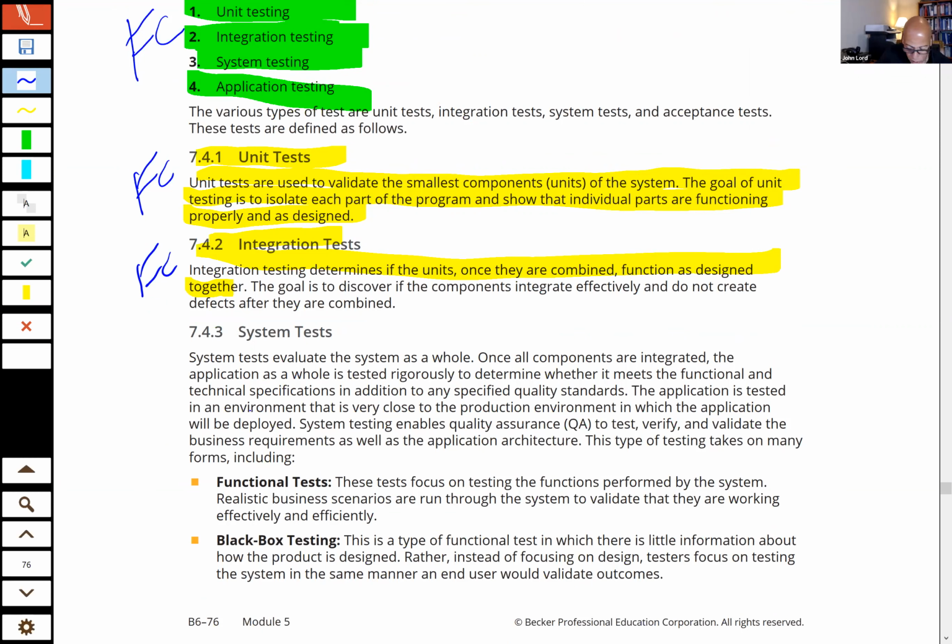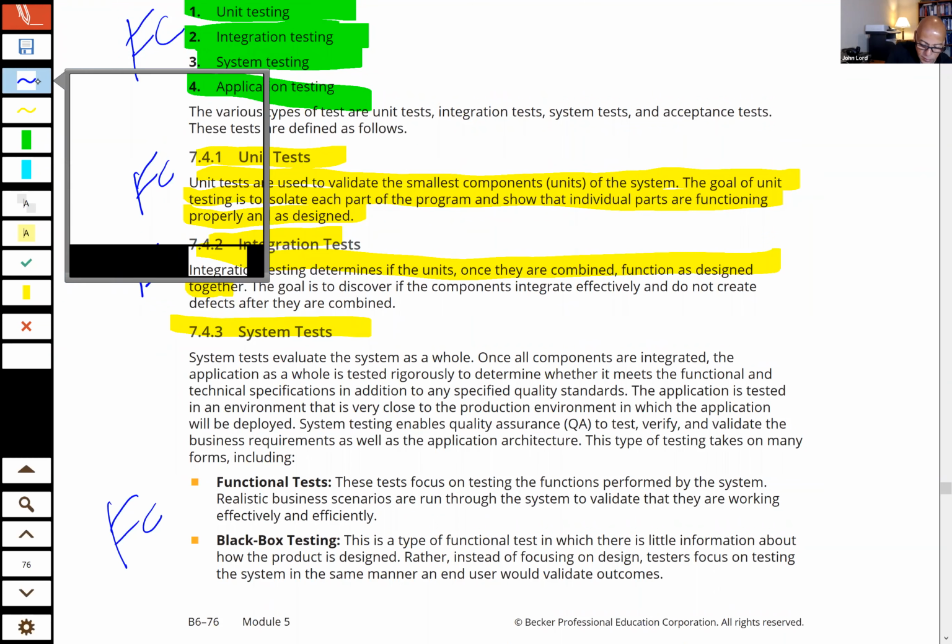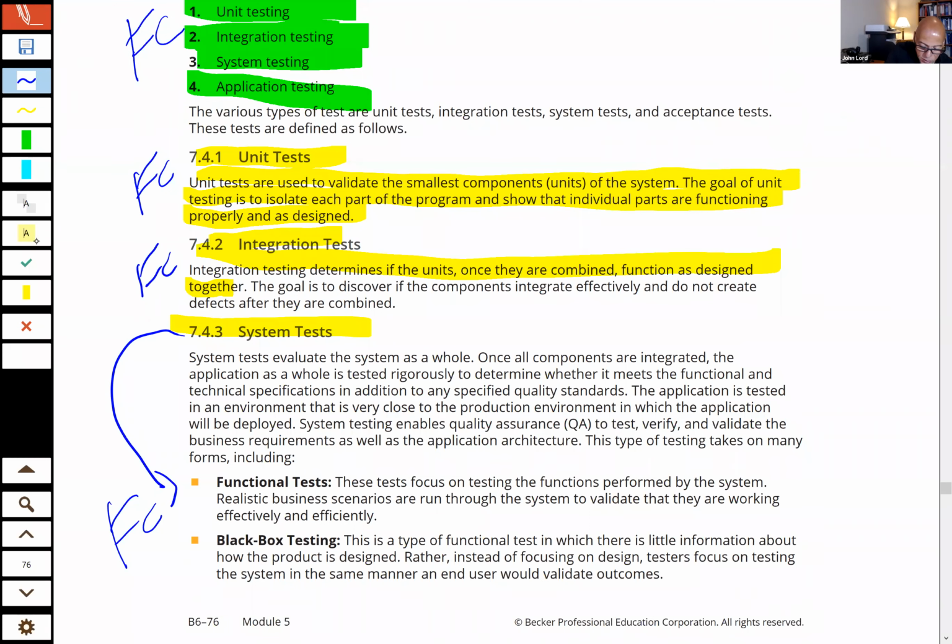Now, when we look at system tests, there are two types of system tests. We can flashcard what the two types are, and then probably provide some context from the information that's given. Functional tests take realistic business scenarios and run them through the system to validate they are effectively and efficiently working. Black box testing: no or little information about how the product is designed is given.